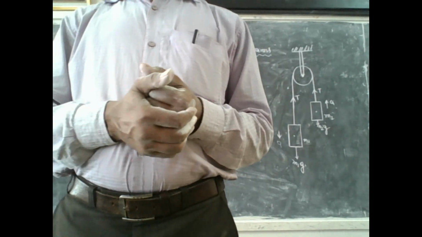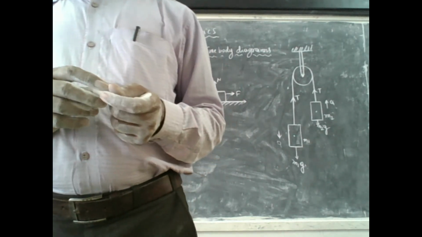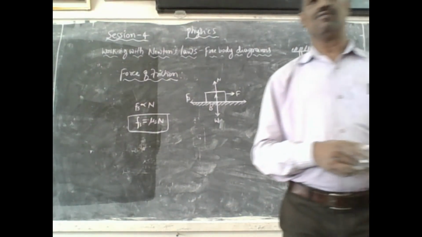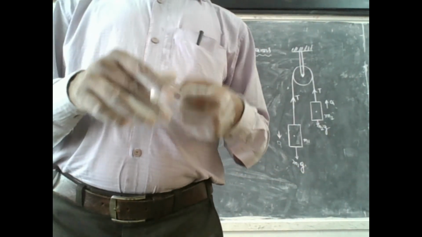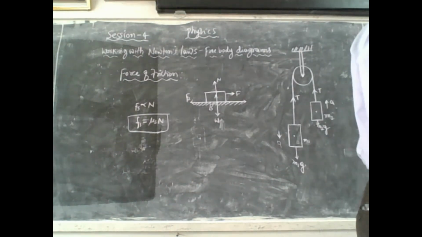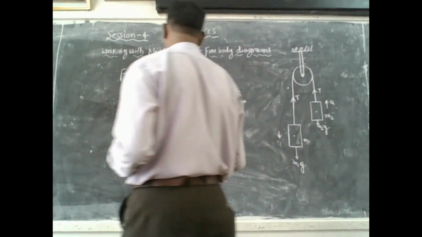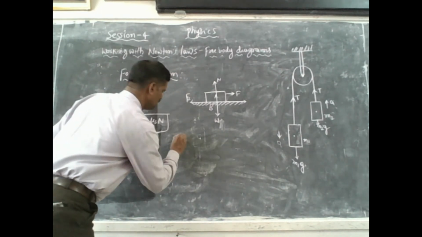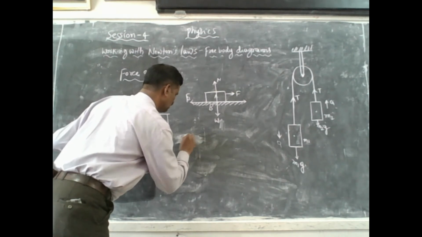So here, limiting friction. Limiting friction means the maximum value of the static friction that comes into play when the body just rolls or slides over another surface of the body. So static friction means static friction.